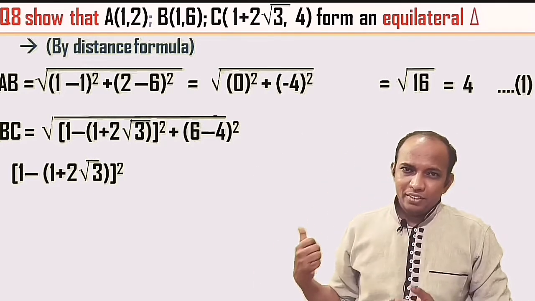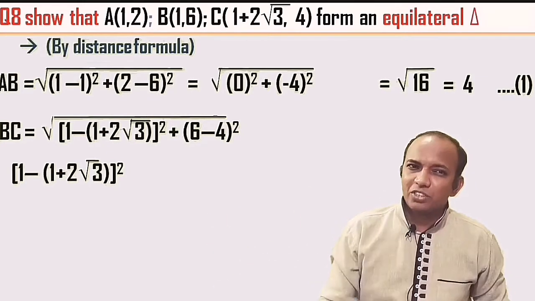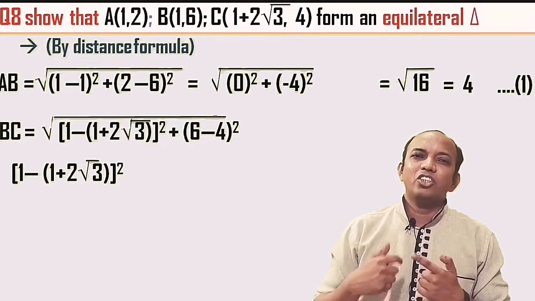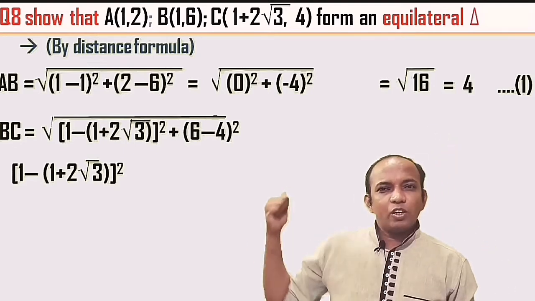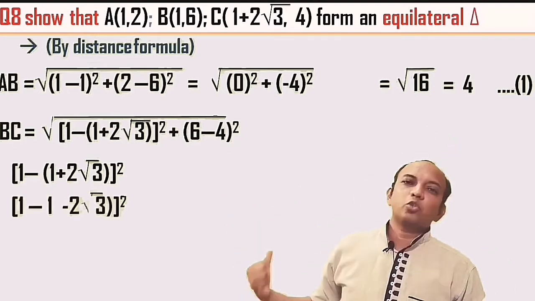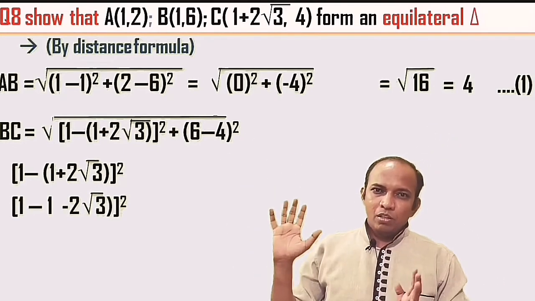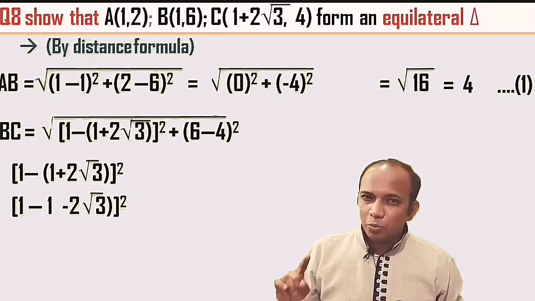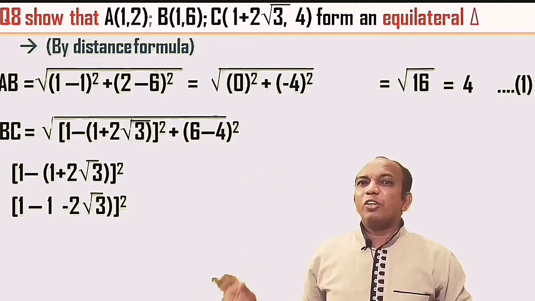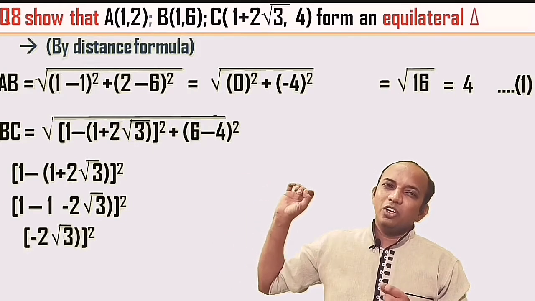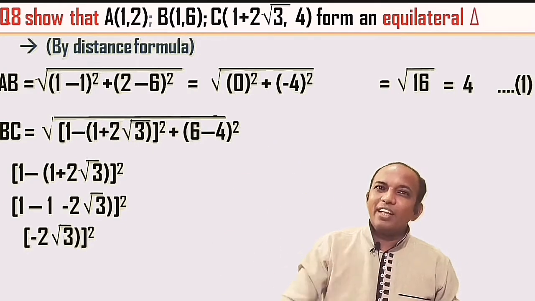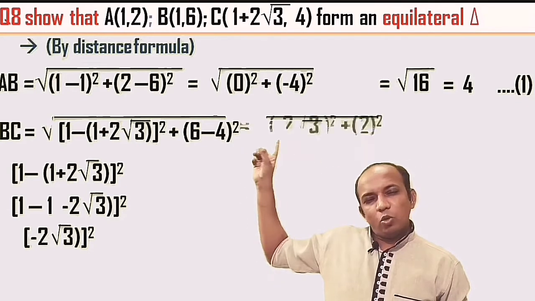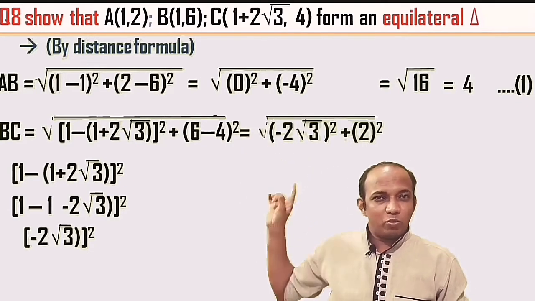As the simpler bracket has a negative sign outside it, all the terms inside the bracket will change their sign. So what we get is 1 minus 1 minus 2 root 3, and the bracket close and the whole square. Now 1 minus 1 results in 0. We are left with only minus 2 root 3 the whole square, and that is why the answer is like this: under root, minus 2 root 3 the whole square plus 2 the whole square.